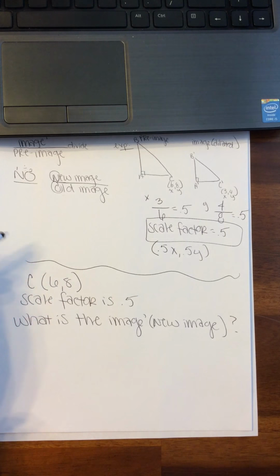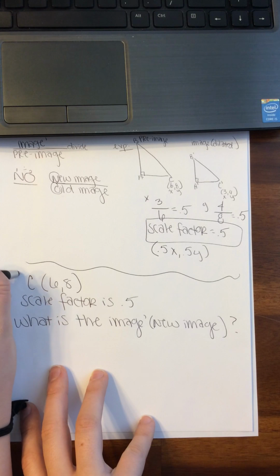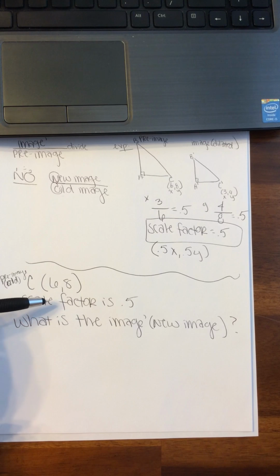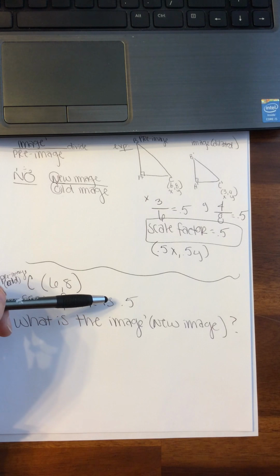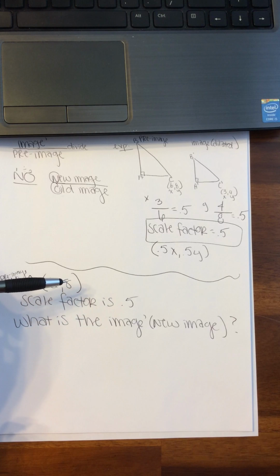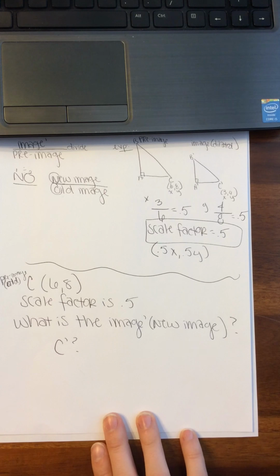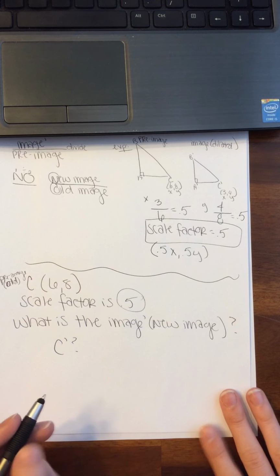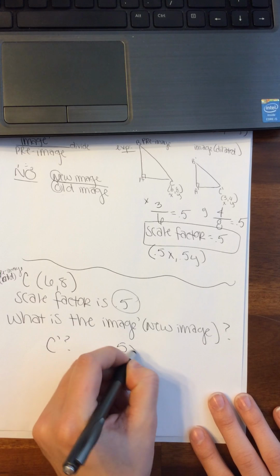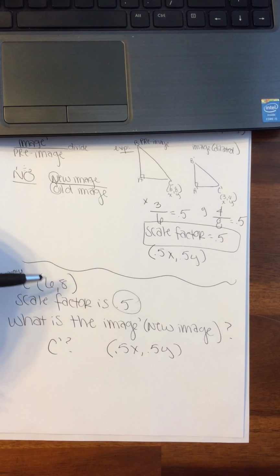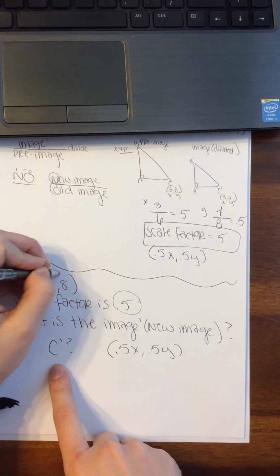So we have our pre-image. This is our pre-image. Our old one. And you were given a scale factor. So you didn't have to find the scale factor. You were given your scale factor. And it says, what is the image, the new image? So C prime, what is that? Let's put this into our formula. So it would be 0.5x comma 0.5y, right? And you're going to plug in our x to x and our y to y.